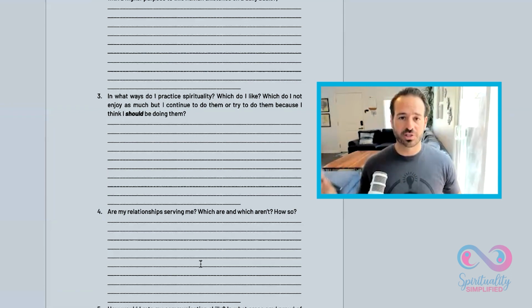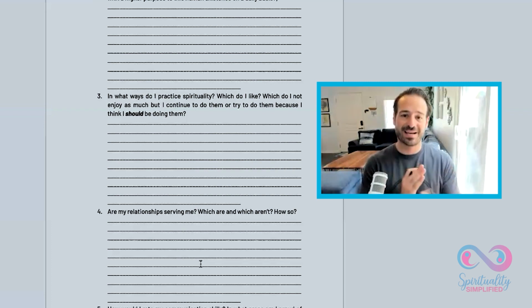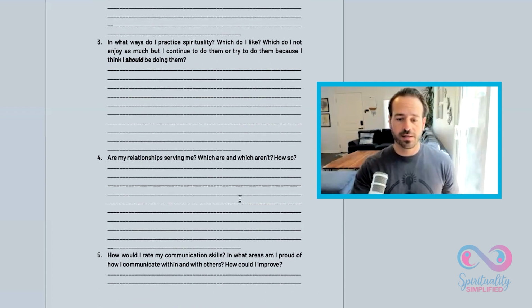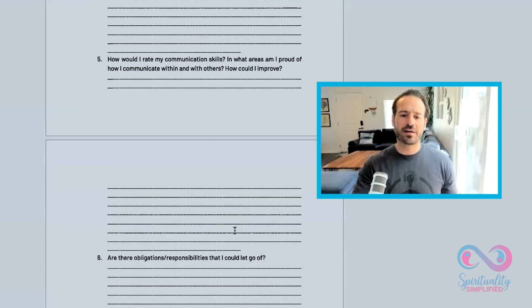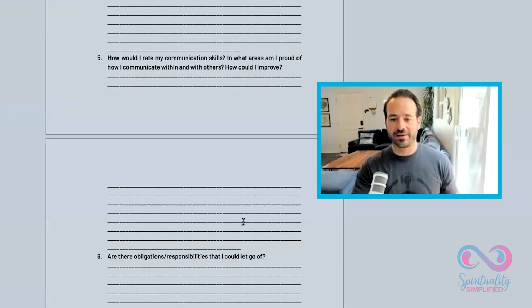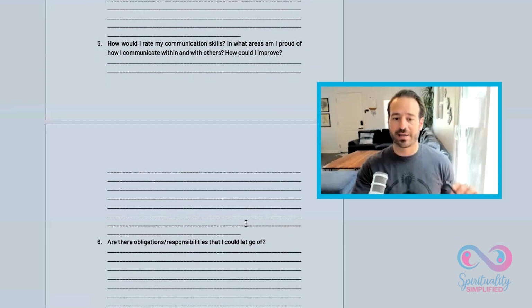And remember, the journey of going within in spirituality is blending the masculine with the feminine. And this side is specifically the feminine, to really sit with what feels best for me in this moment right now. So that's a really powerful journaling prompt right there. And then moving into personal development, are my relationships serving me? Which are and which aren't? How so? How would I rate my communication skills? What areas am I proud of how I communicate within and with others? How could I improve?